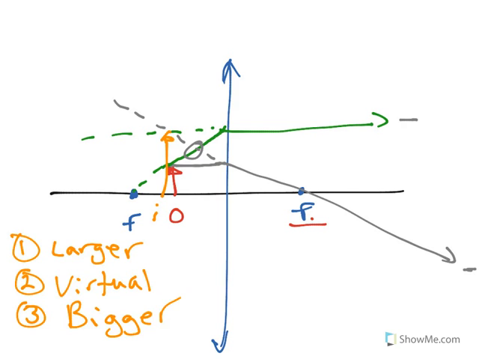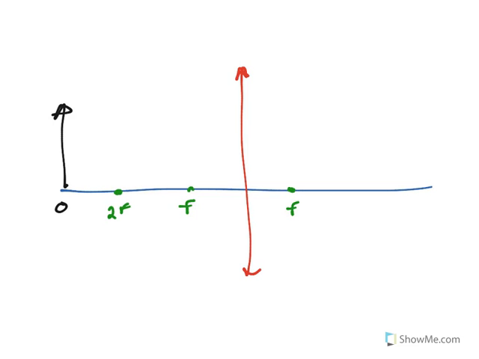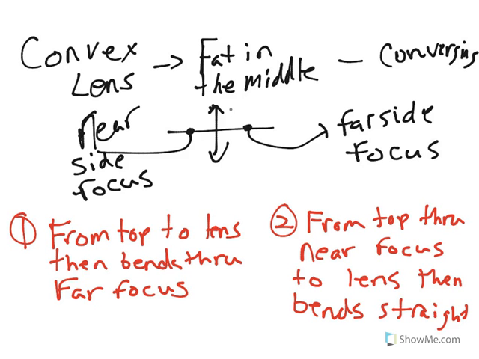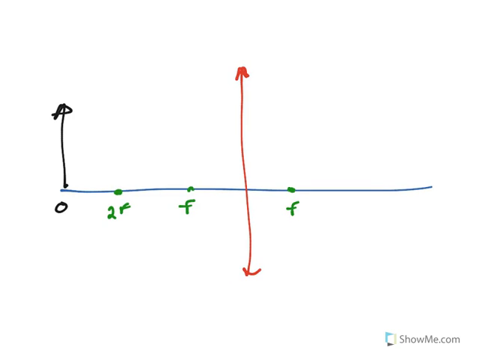Alright, but the second type, way outside the focus. So again, first line, from top to lens, then bends through the far focus. So I'm going to go from the top to the lens, and then I'm going to bend it through the far focus, the focus on the opposite side of the object. Alright, we're definitely just going to pretend like that one went through the focus.